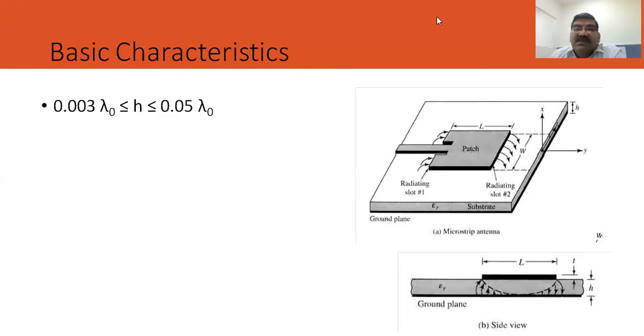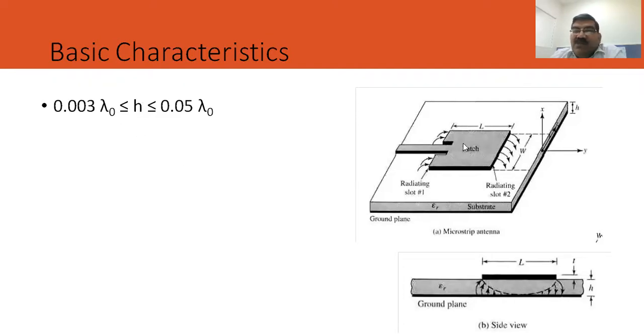Now what are the basic characteristics here, whatever the dimensions are there. This is your patch antenna. This microstrip antenna is also called the patch antenna because it has a patch-like structure. So that's why another name is patch antenna.